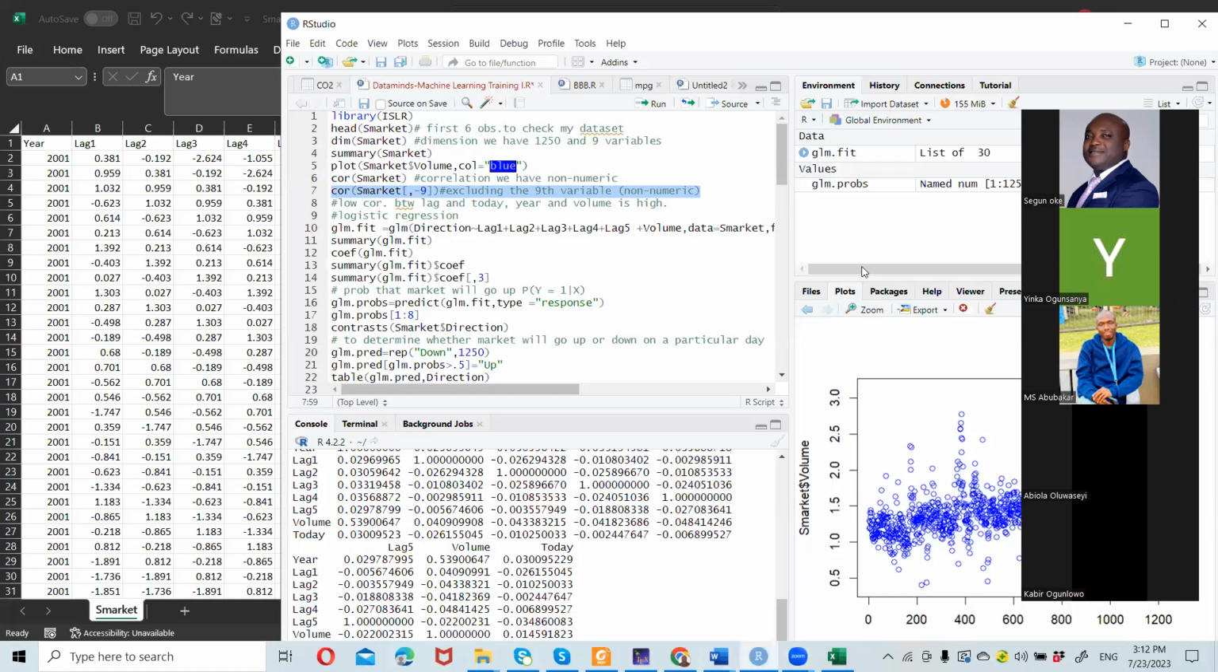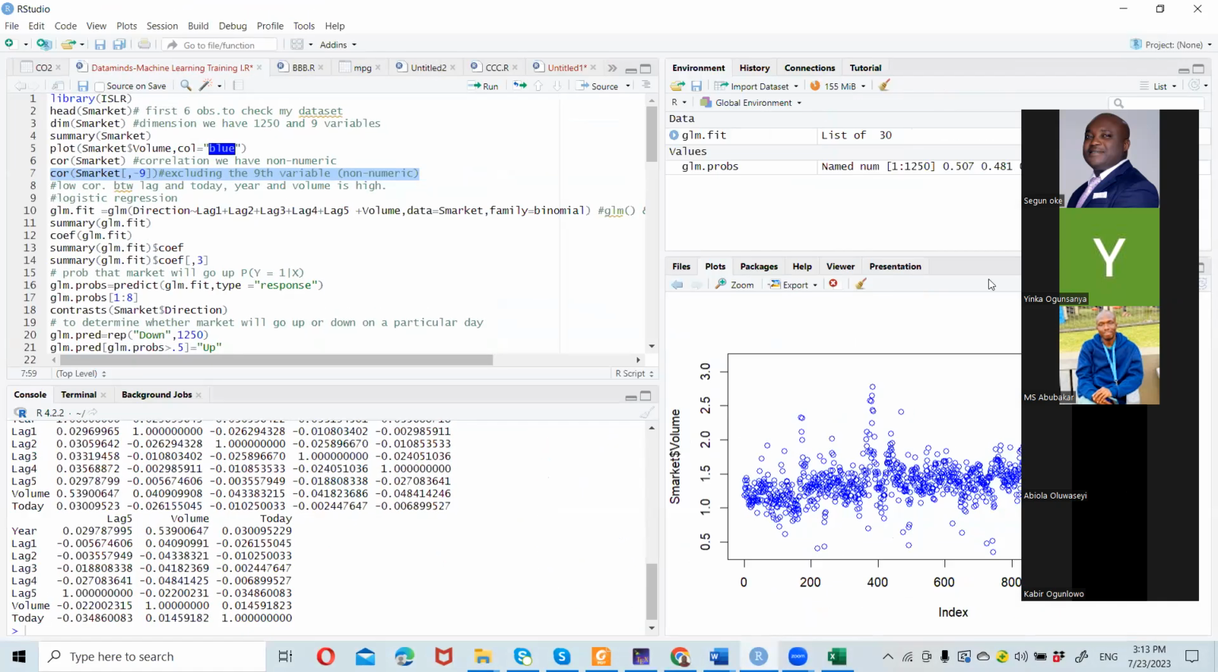I see the screen. Okay, somebody asked a question. He said, if the correlation coefficient is very low in linear regression, for example 0.1, is there a way we can improve on it? Ogunsoya, is this talking about the explanatory variable and the response variable?